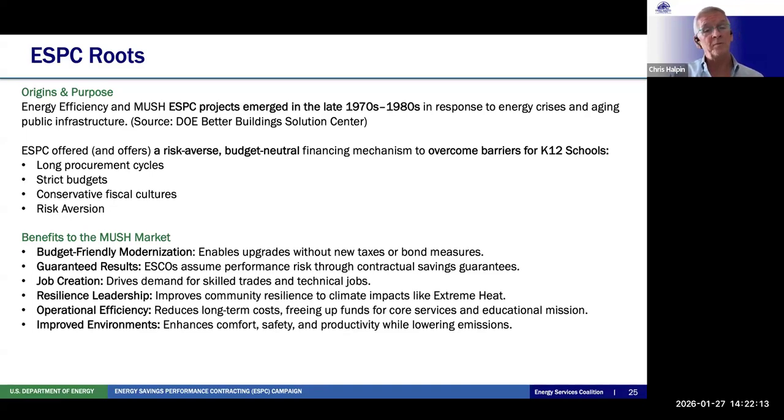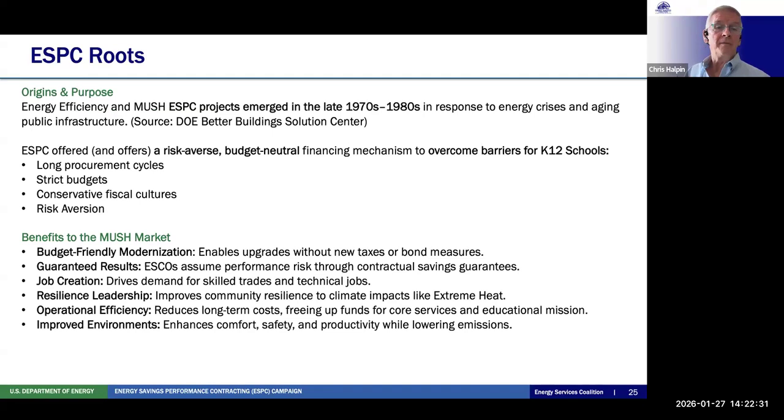So it really helps you avoid a lot of the things that you're used to suffering, right? This conservative fiscal culture where you just can't get that extra money. The fact that school teachers have to go and buy supplies themselves just illustrates the need for this sort of thing.